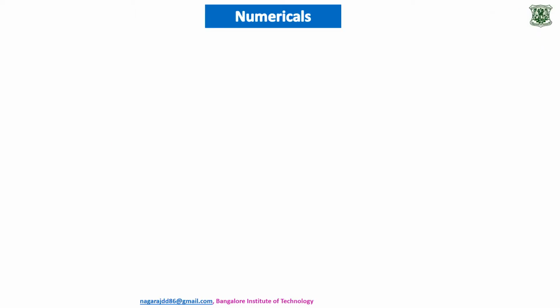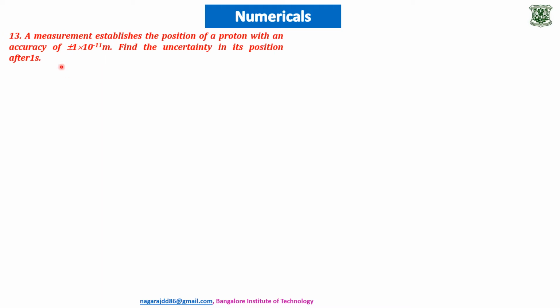The remaining problems. Here is the next question. A measurement establishes the position of a proton with an accuracy of plus or minus 1 into 10 power minus 11 meter. Find the uncertainty in its position after 1 second. Given data is very simple. Delta x, that is the uncertainty at present, and the time after which we have to find the uncertainty, that is after 1 second.